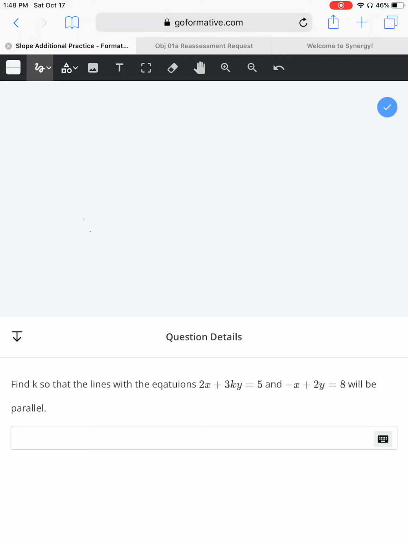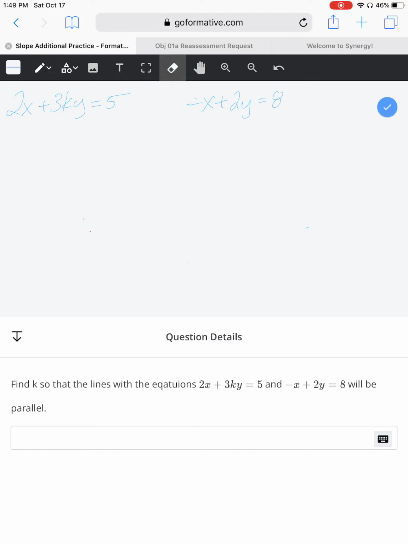So I wanted to show how to do the two complicated problems on the extra practice. So I'm just going to go through those. The first one said find k, so the lines with the equations will be parallel. So we have 2x plus 3ky is equal to 5, and negative x plus 2y is equal to 8. So those are our two equations.